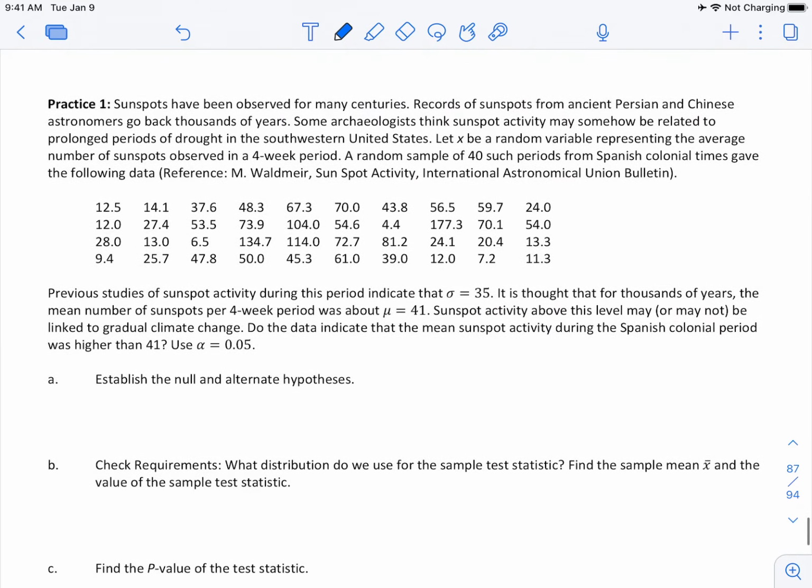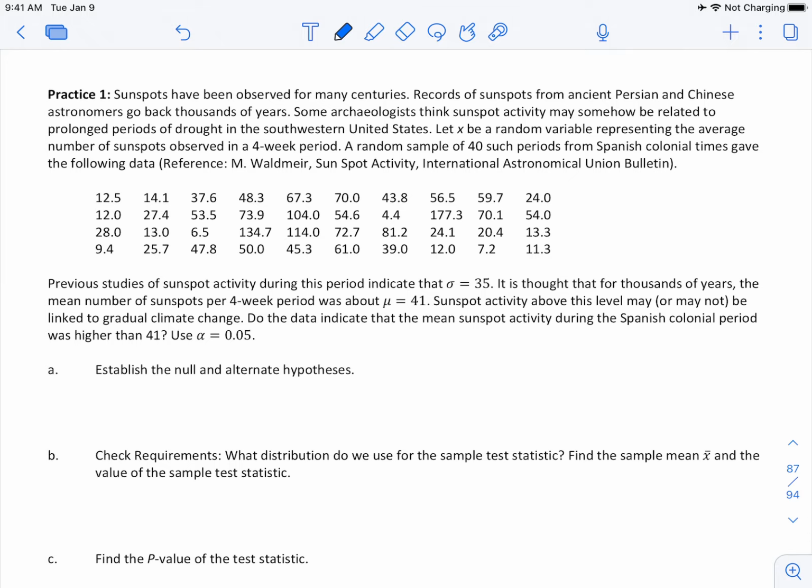So here's our first example. Sunspots have been observed for many centuries. Records of sunspots from ancient Persian and Chinese astronomers go back thousands of years. Some archaeologists think sunspot activity may somehow be related to prolonged periods of drought in the southwestern United States. Let x be a random variable representing the average number of sunspots observed in a 4-week period. A random sample of 40 such periods from Spanish colonial times gave the following data.